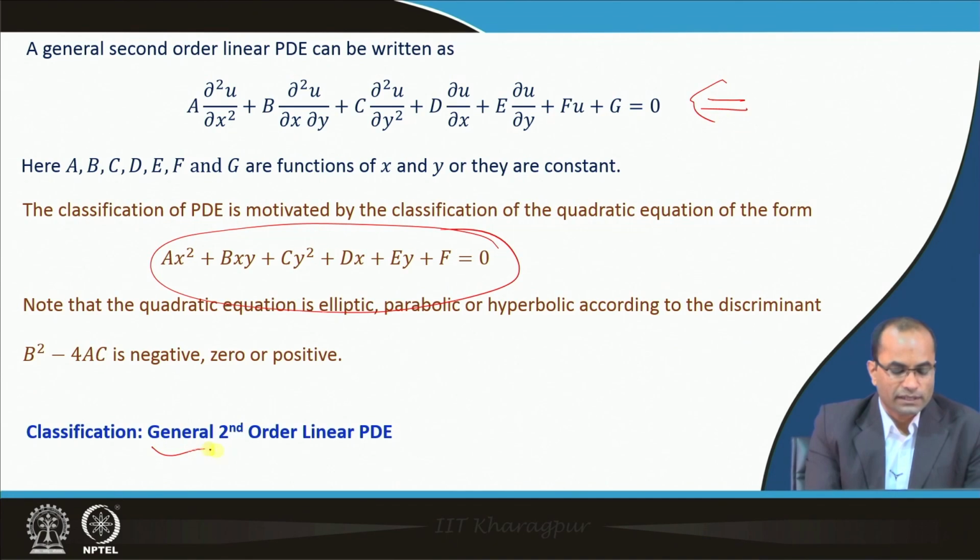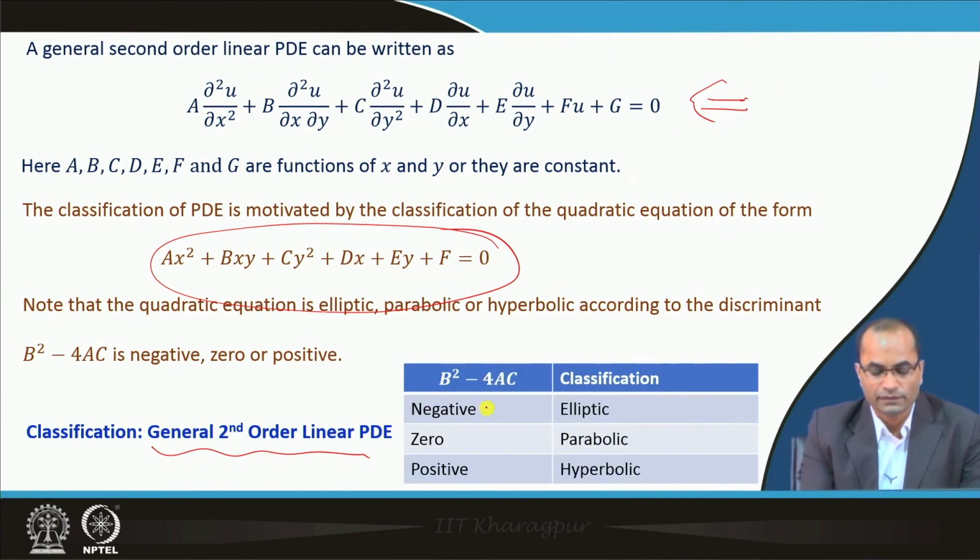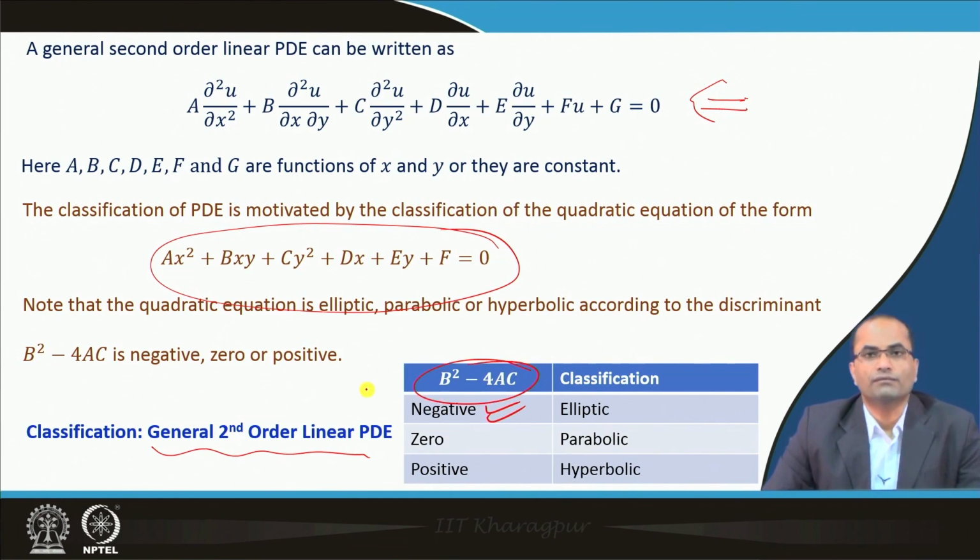That means, for the second order linear differential equation, if this b square minus 4ac is negative, then this partial differential equation is called an elliptic partial differential equation. And if this b square minus 4ac is 0, then it is called a parabolic partial differential equation. Similarly, if this b square minus 4ac is positive, then this equation is called a hyperbolic partial differential equation.